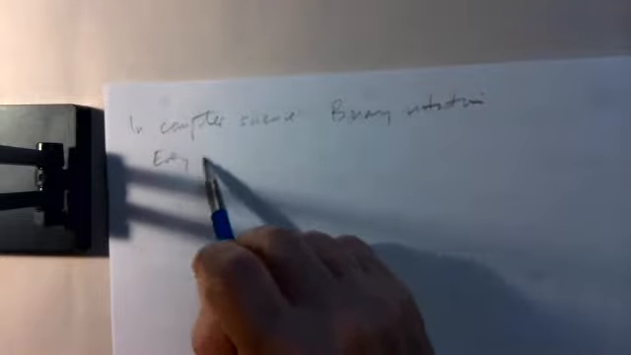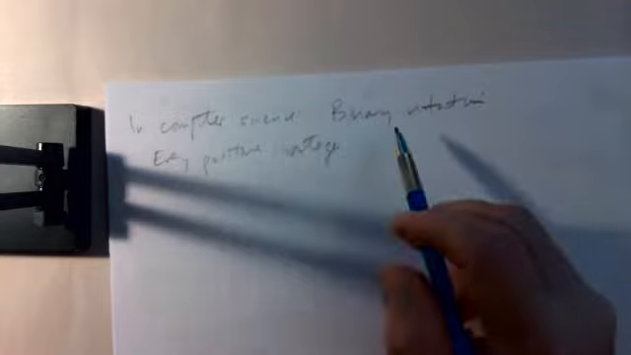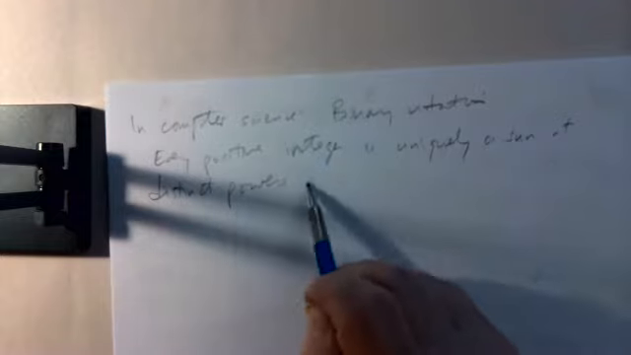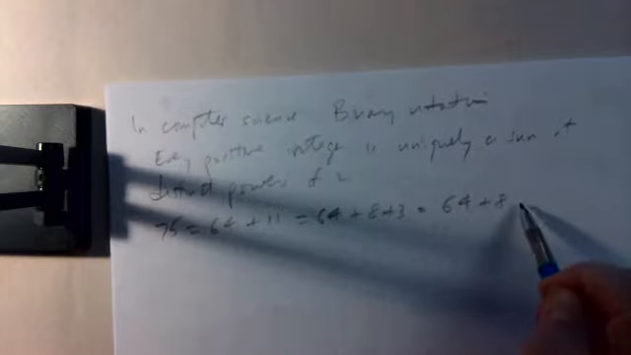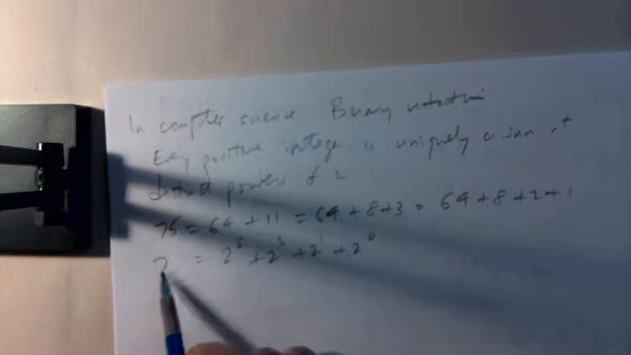It says that every positive integer is uniquely a sum of distinct powers of two. So for example, 75, let's see, you can write that as 64 plus 11. 11 is 8 plus 3. 3 is 2 plus 1. So this is 2 to the sixth plus 2 cubed plus 2 to the first power plus 2 to the 0, right? So you can write a positive integer as a sum of different powers of 2.